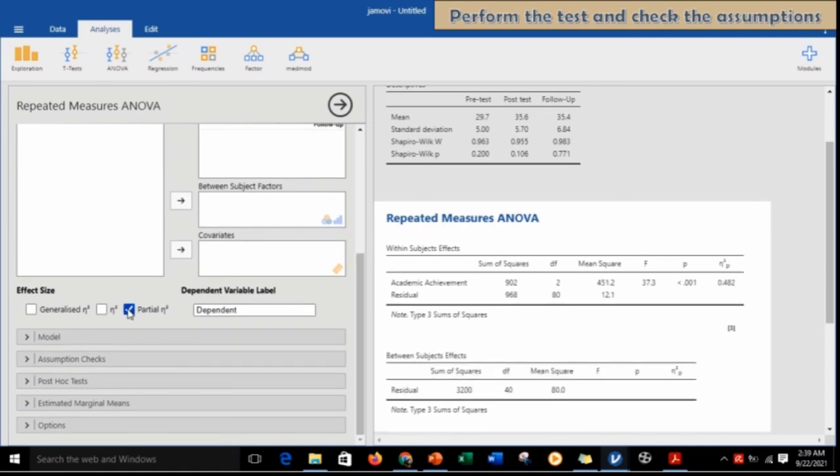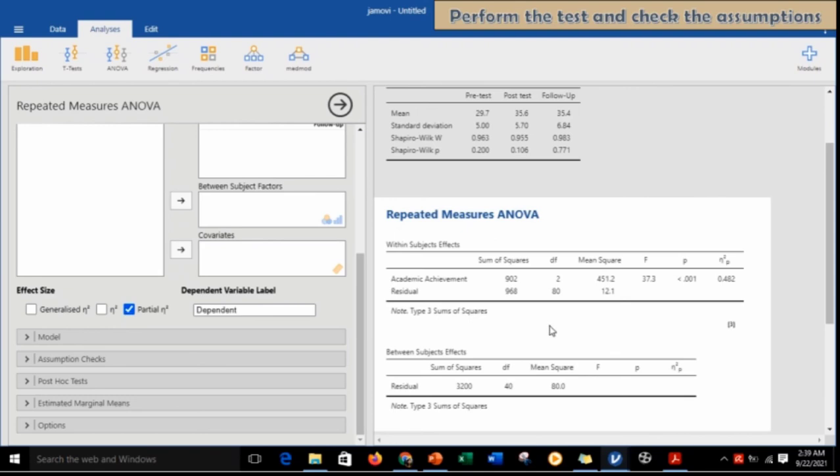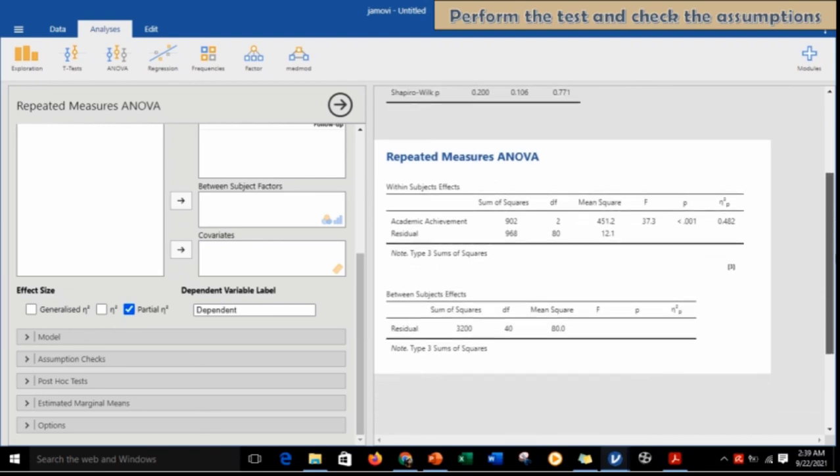As for the effect size, partial eta squared is the most widely used. Look closely on the next steps. I will explain everything when we go to the interpretation. Let us now continue.